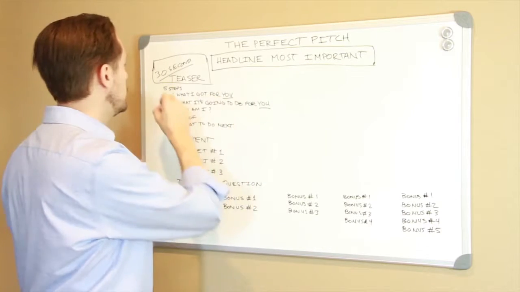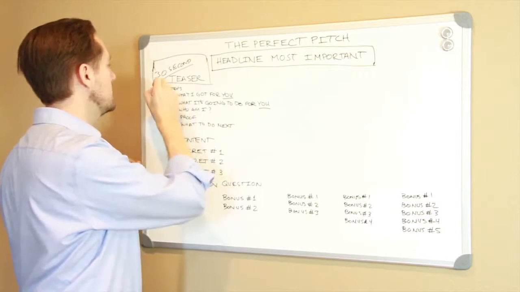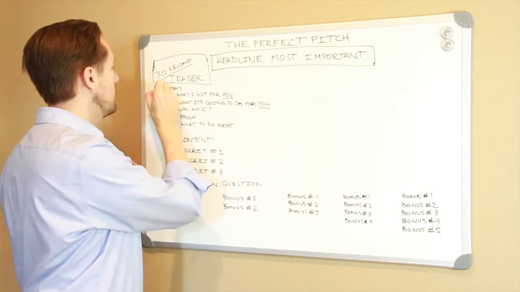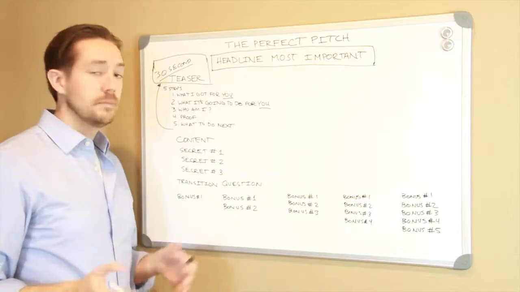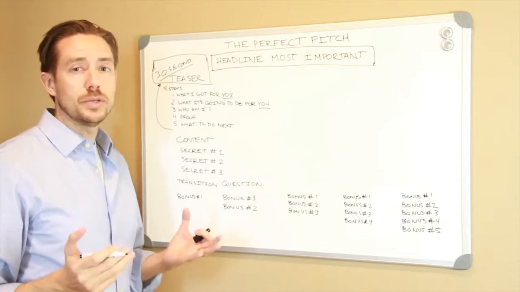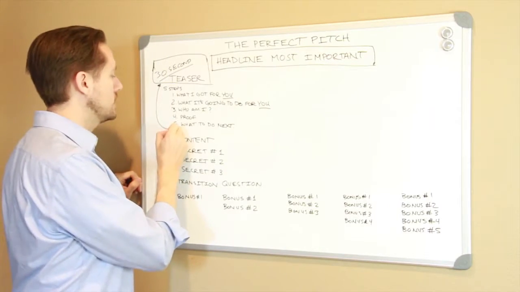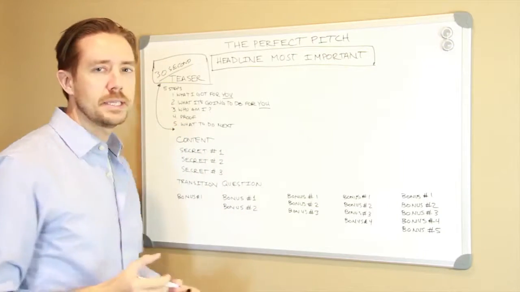Now, you probably want to memorize these 5 things, because I do this in 30 seconds, right? Hey, what I got for you, what it's going to do for you, who am I, here's some proof, here's what you do next, right? Memorize those things, because you can do it in 30 seconds.